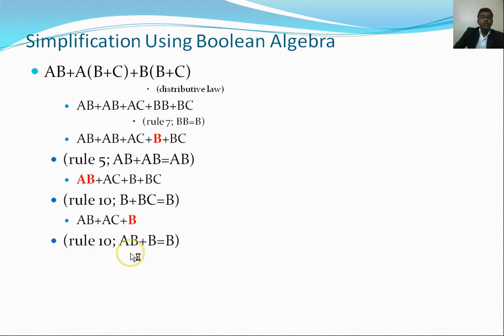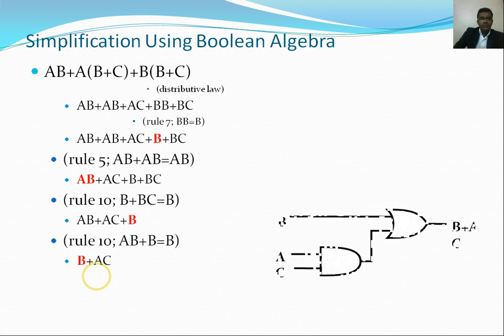Now by rule number 10, similarly B plus BC is nothing but B, and AB plus B is nothing but B. When the same variable repeats, that is the output. Here B is repeated, so B is the output. So we get AB plus B is B, giving B plus AC. Here the plus is the ORing functionality, so B is ORed with AC. If we design the digital circuit for this Boolean algebra expression, the output will be like that.